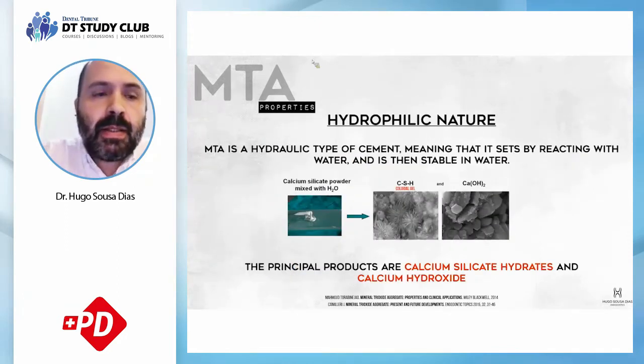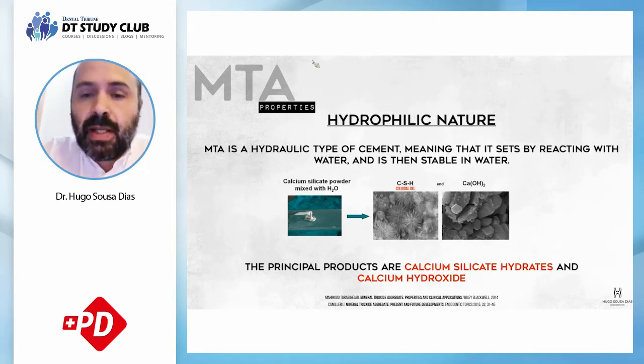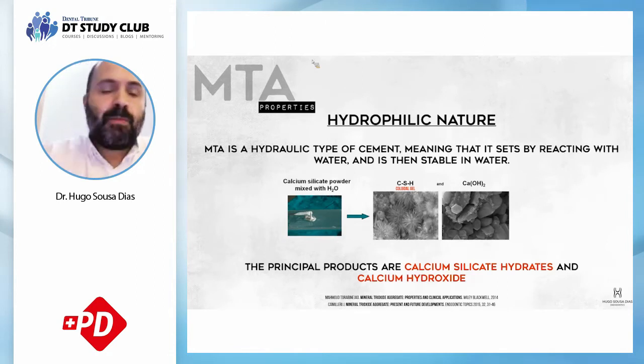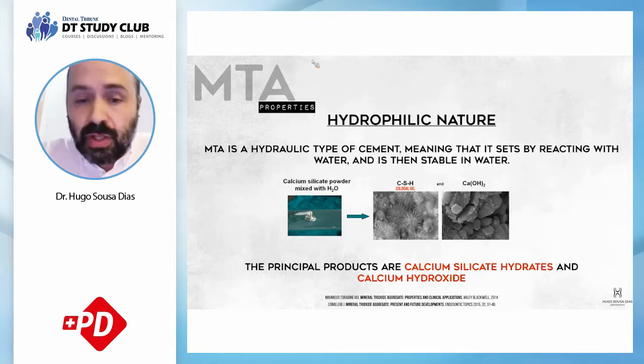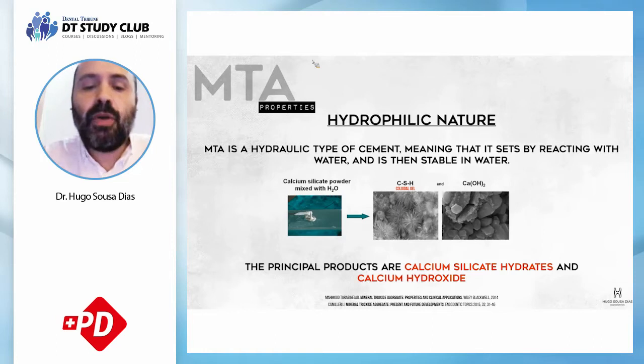And let's see the properties of MTA. The hydrophilic nature: MTA is a hydraulic type of cement. That means that it sets by reacting with water. When you look at the reaction, when we mix the calcium silicate powder with water, we have mainly two products, the calcium silicate hydrates and calcium hydroxide.